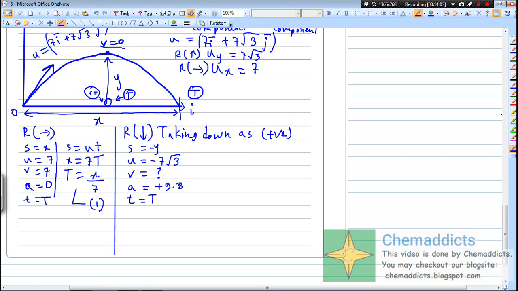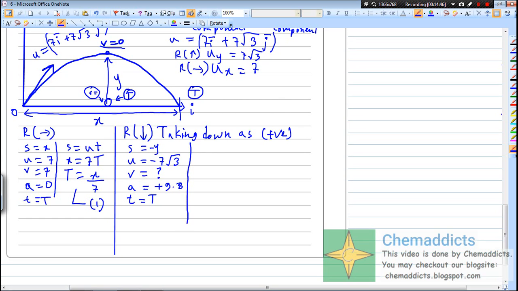After reaching here, when it goes down to here, it has accomplished its journey, and this total time would be the time of flight. So here the time of flight would be t, and for the vertical direction, the vertical distance would be minus y, u would be minus 7 root 3, a is this, t is this. Now let us use this equation.